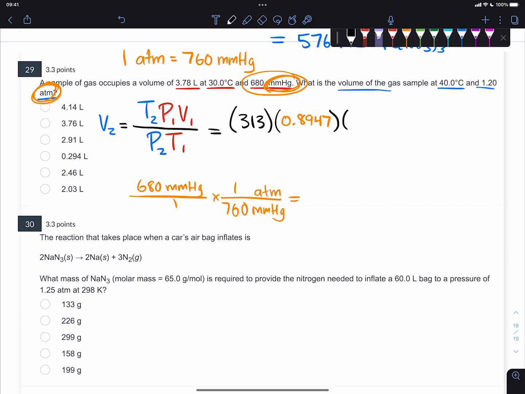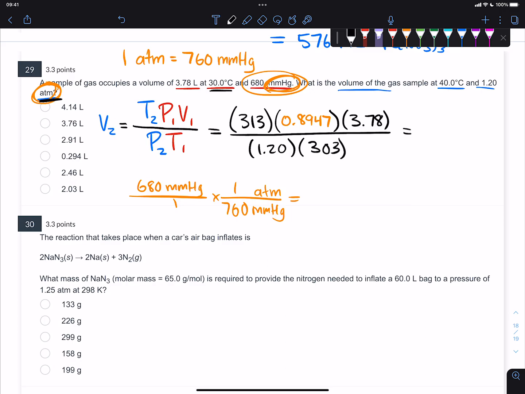And then our volumes are both in liters, so that's good. Initially, it was 3.78 liters. Divide that carefully by your final pressure, which is 1.2 atmospheres. I decided to keep atmospheres for both, so I turned this into atmospheres. But if you wanted to turn the atmospheres into millimeters of mercury, you can go ahead and do that, as long as your units are the same for both of the pressures. And then our temperature to start, our T1, is 30 plus 273, which is 303.